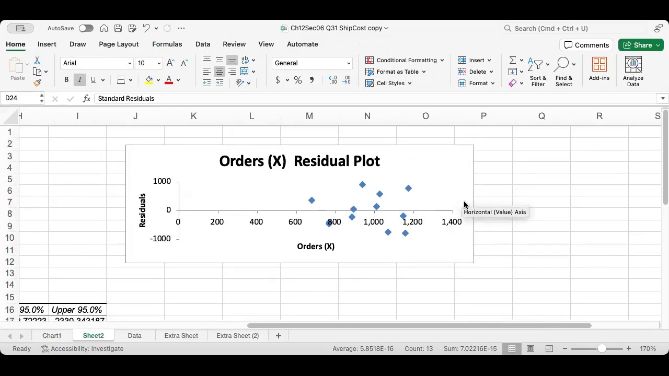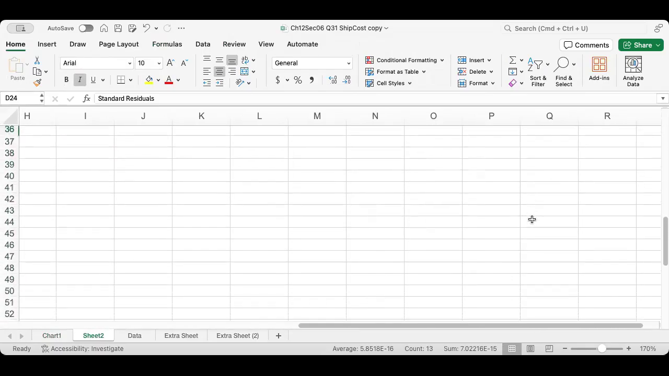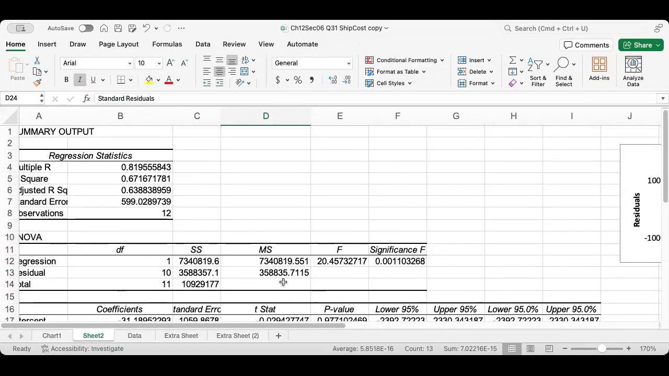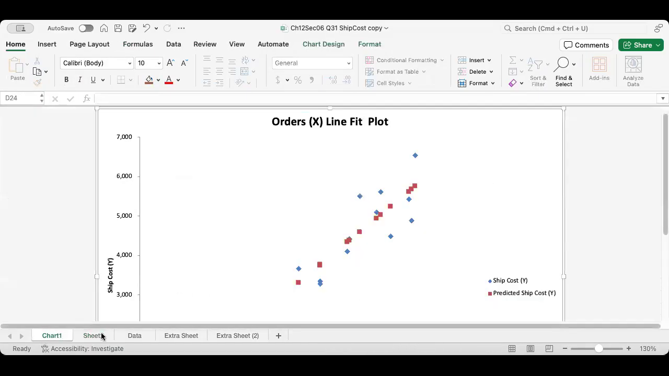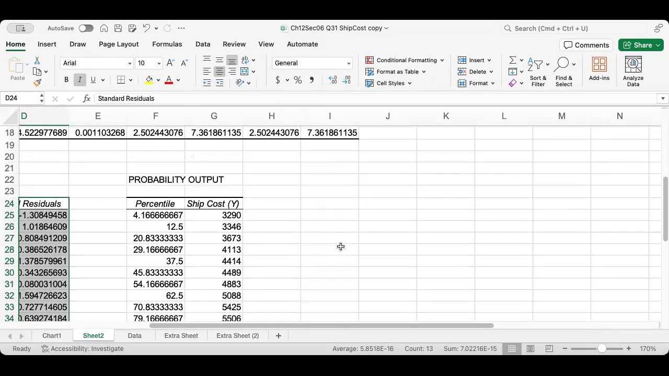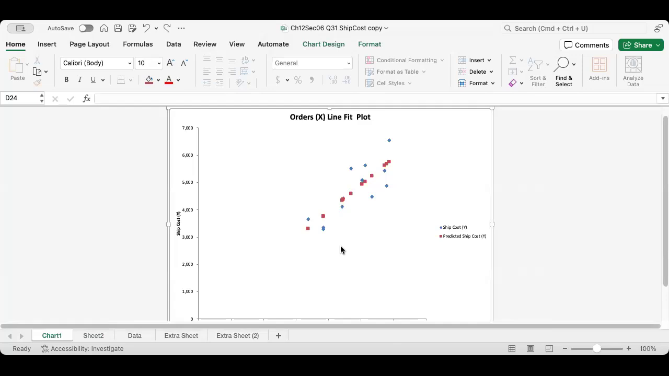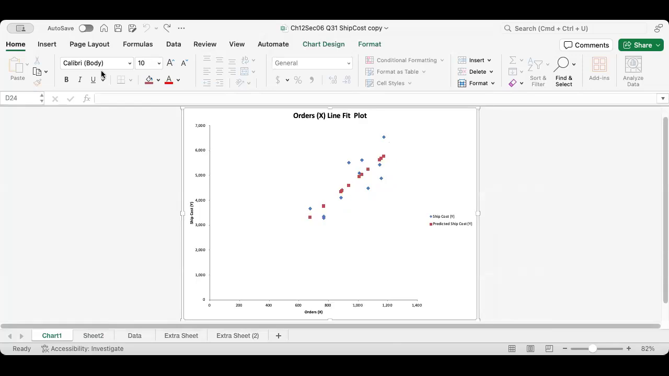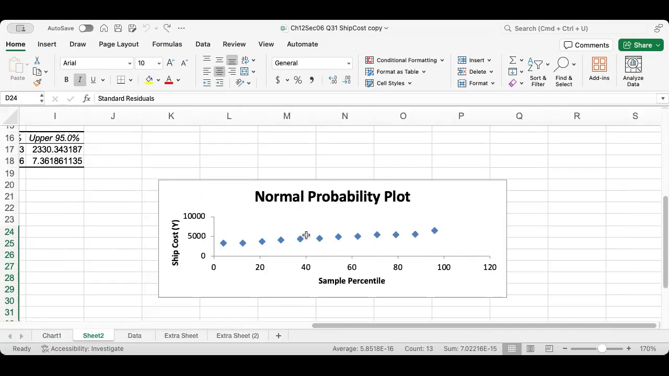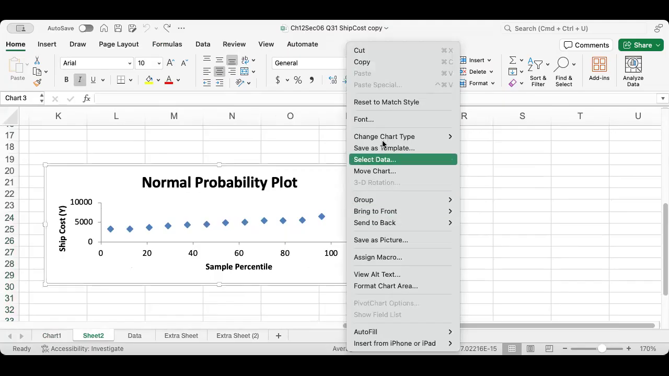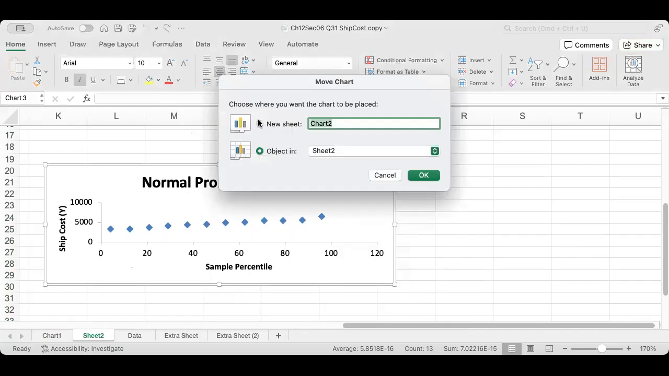Where's our normal probability plot? Where'd my normal probability plot go? I ate it. That's the fit line plot. There it is, normal probability plot. Let's make this a separate page as well. Move chart, separate sheet.